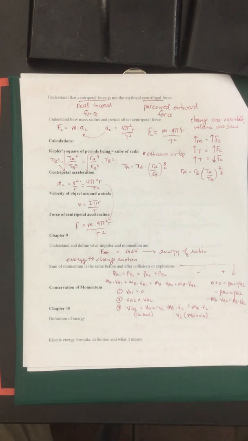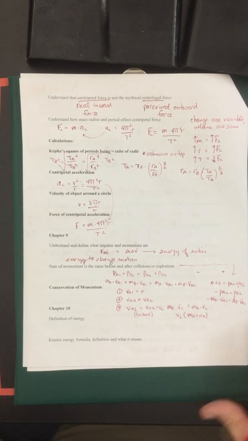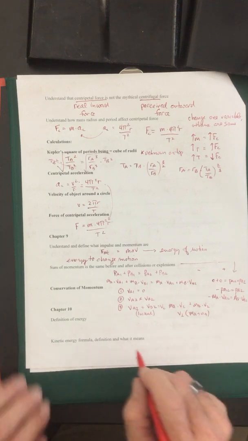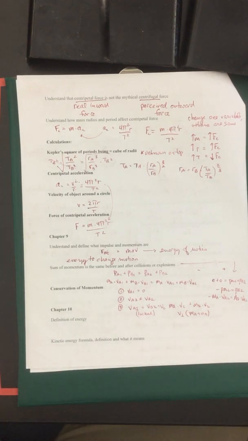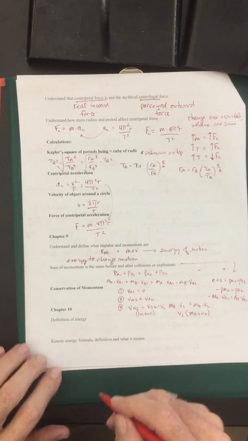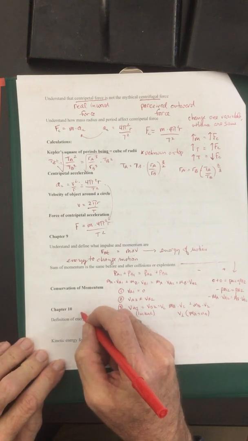Okay, we're going to finish the last chapter for our final study guide. So we're going to look at the definition of energy. This is energy and work, and also mechanical advantage, ideal mechanical advantage, and efficiency. So energy, first of all, is measured in joules.